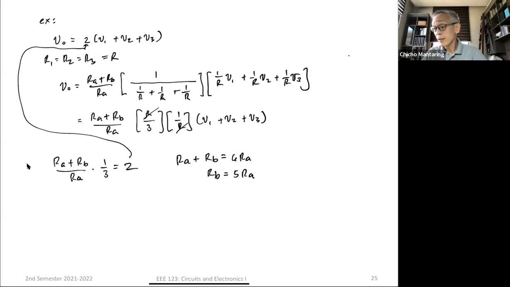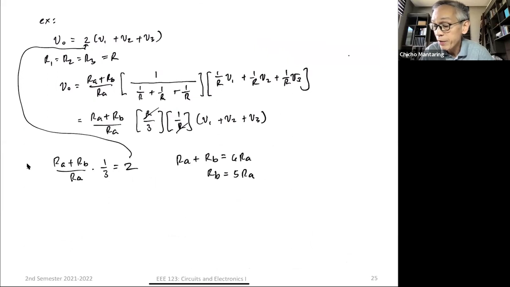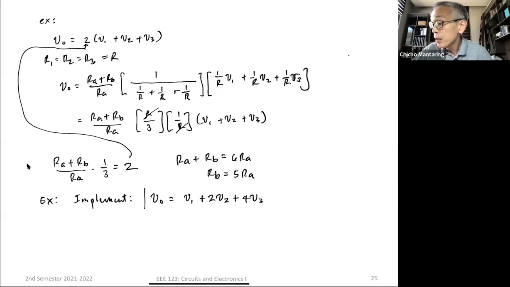Any questions? Okay. Ang challenge dyan is, you should be able to implement an example. Let me give an example, and maybe you can try this at home. So implement, for example, V sub O is equal to V1 plus 2V2 plus, let's say, 4V3. Implement that.